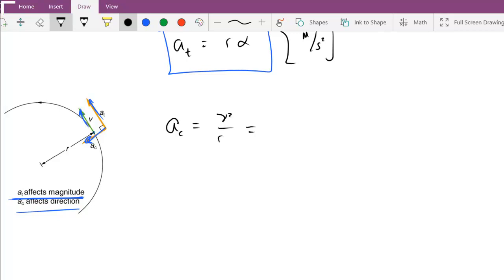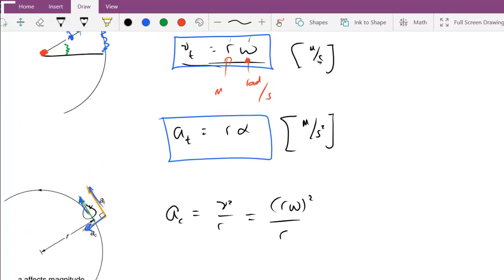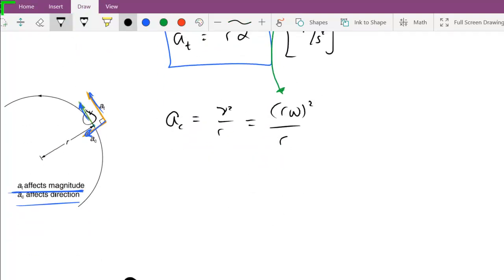But using our new definition of the speed, which is the tangential speed, this is going to be r omega, squared, divided by r, because after all, we have the tangential velocity is equal to r omega. So then this becomes r squared omega squared over r, which is then just equal to r omega squared.